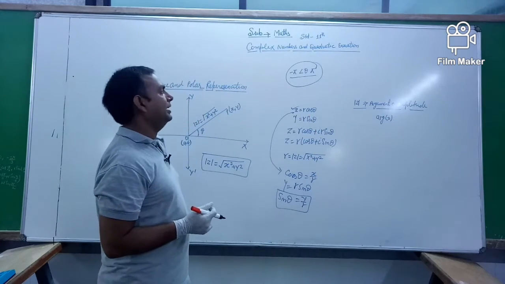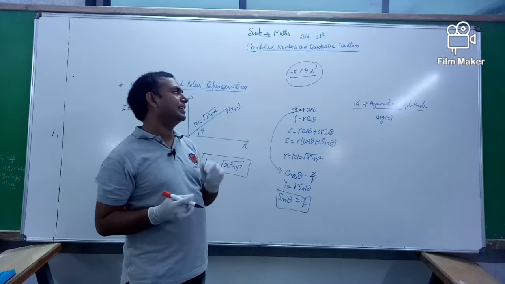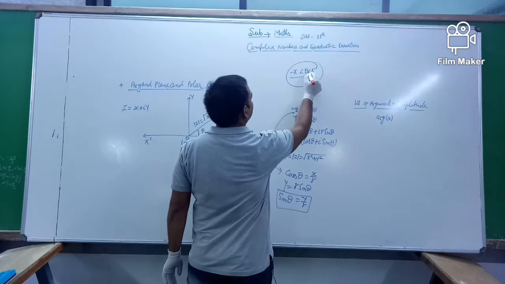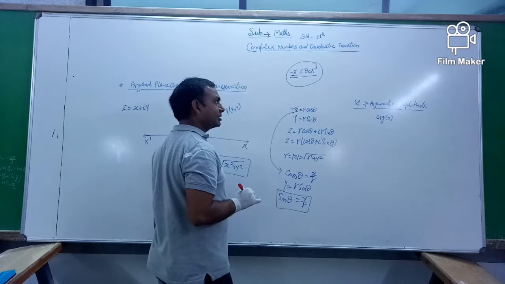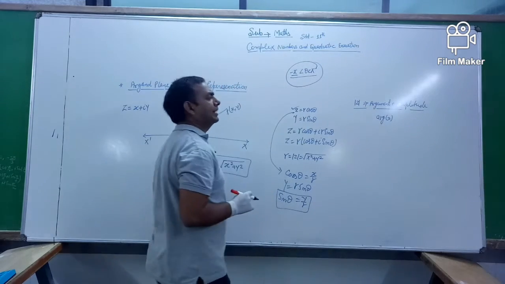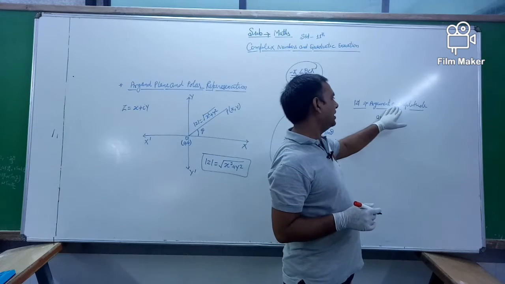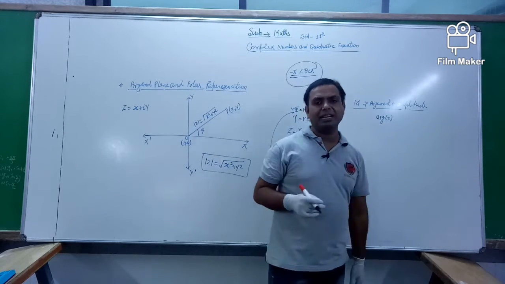the principal value, is such that minus pi is less than theta, which is less than or equal to pi. Here theta represents the argument or amplitude, and it is denoted by arg.